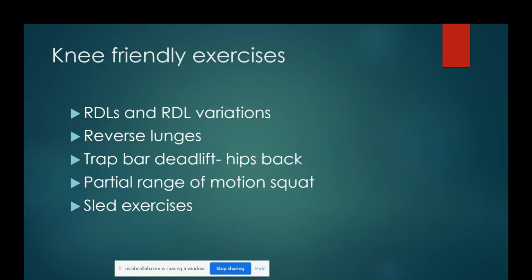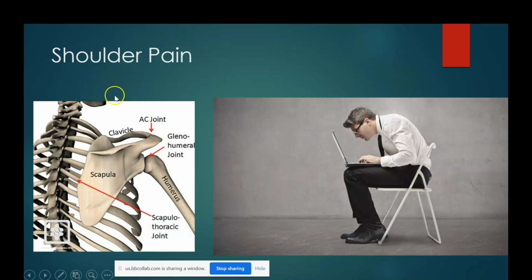So what are some really knee-friendly lower body exercises? So Romanian deadlifts, so RDLs and RDL variations, those are going to be great knee-friendly exercises. Reverse lunges over things like a traditional forward lunge, that's going to be a lot more knee-friendly. Trap bar deadlifts, those are going to be friendly, especially when we push our hips backwards. So when we're not letting our knees go further forward. If we're controlling the range of motion on squat exercises, so perhaps a high box squat, that's going to be a knee-friendly exercise. And then sled exercises tend to be generally just super joint friendly. So sled exercises are good too.